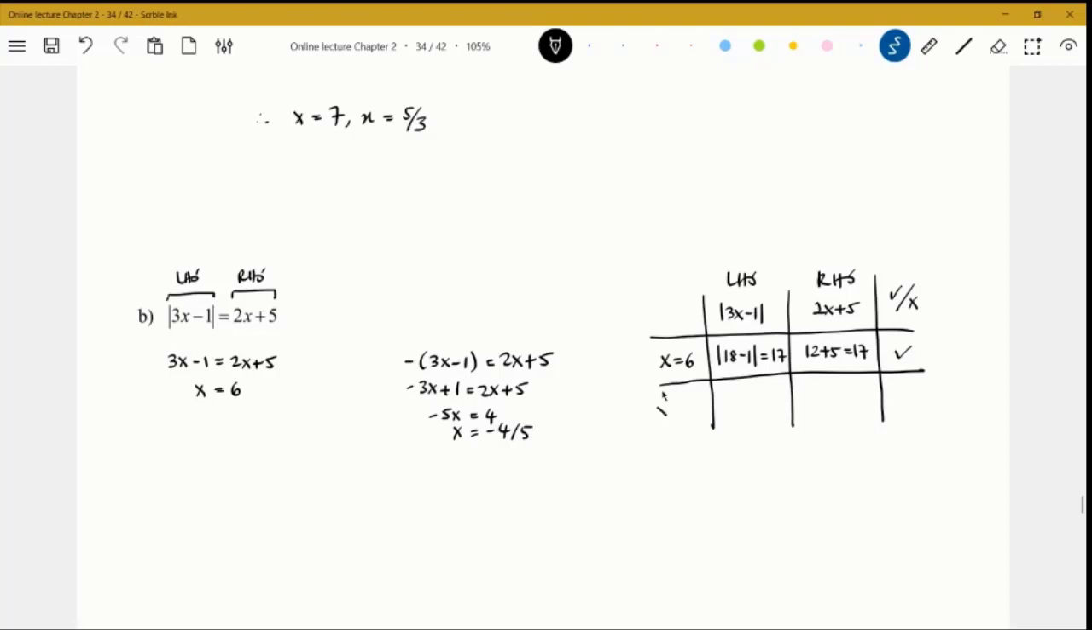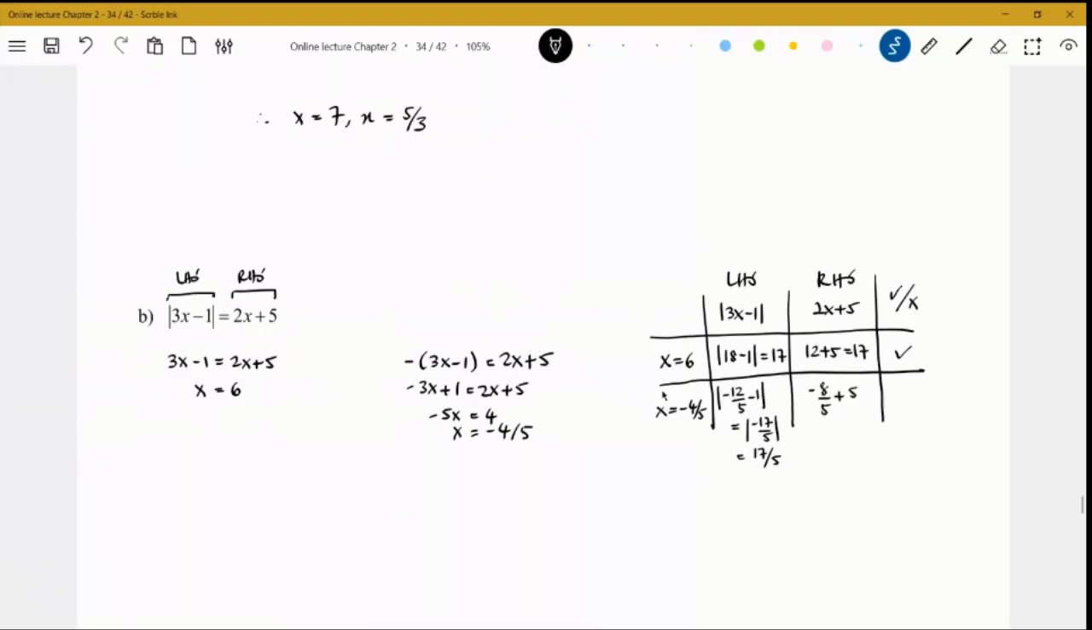Okay, and then the second one, which is x equal to negative 4 over 5. So substitute modulus of negative 12 over 5 minus 1. So it ends up with negative 17 over 5. But then it's inside the modulus, it's going to be positive 17 over 5. And then on the right hand side, we have negative 8 over 5 plus 5.